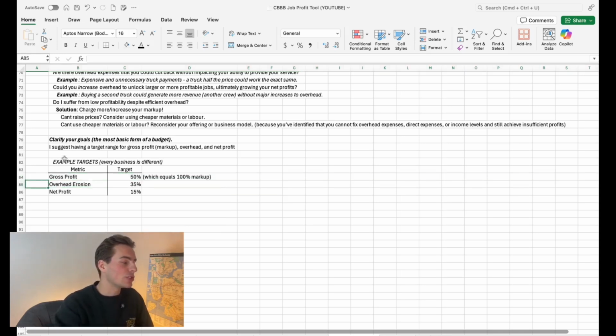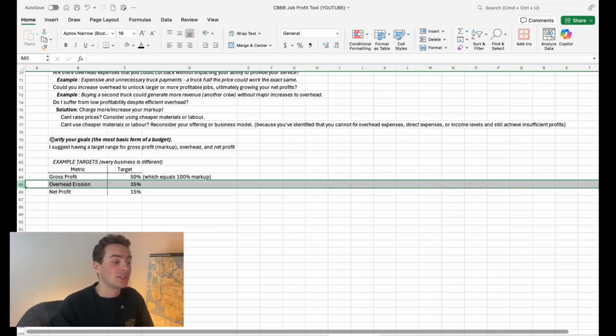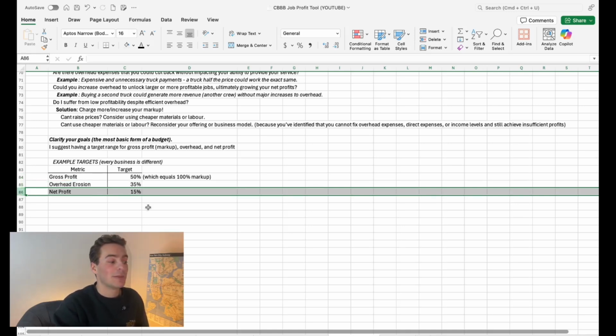The overhead erosion, so how much your overhead takes out of your business, 35% could be more or less acceptable. Again, it's going to depend on the unique setup that you have. Maybe you can run your business out of your backyard and save on rent. That's huge for overhead savings for a small construction company. That one's going to depend totally on your business. And then your net profit's going to be the difference of the two.